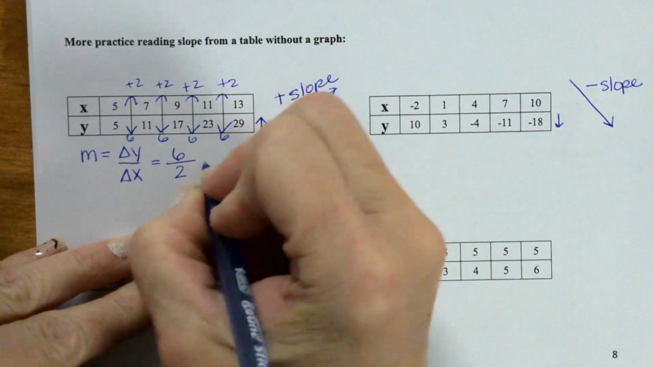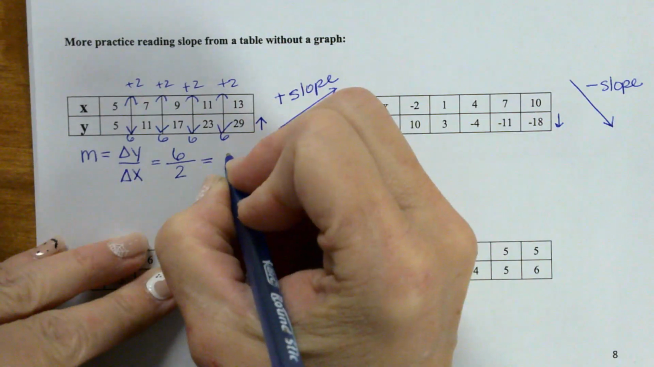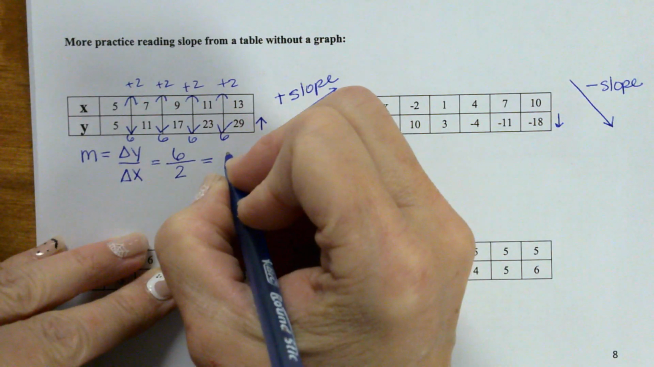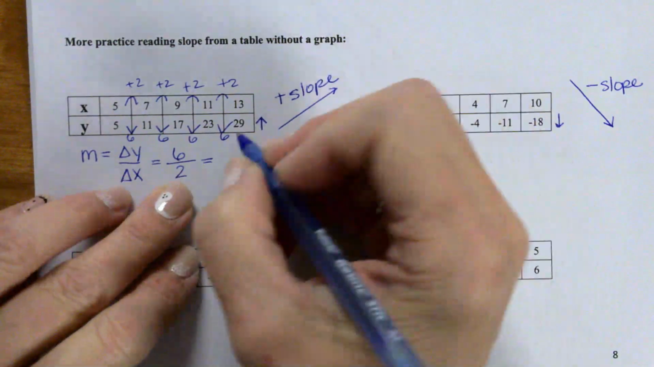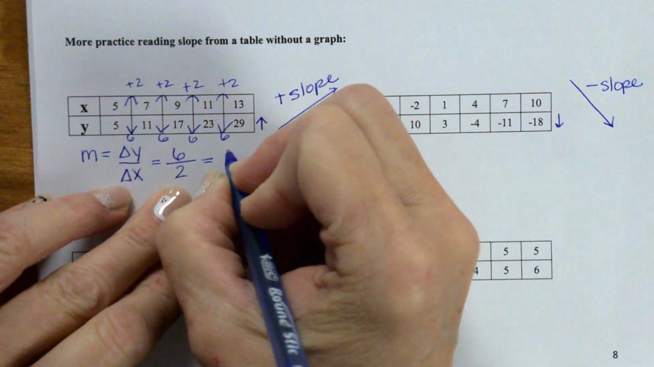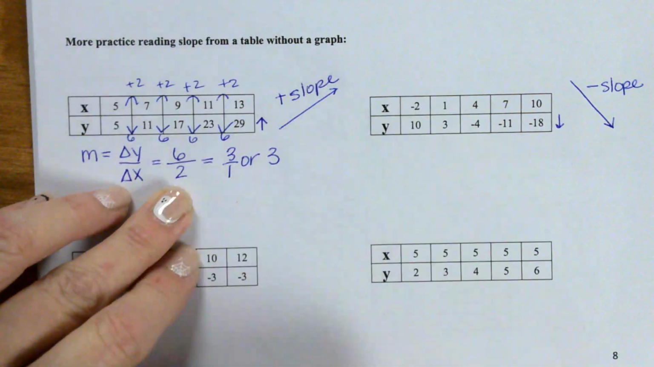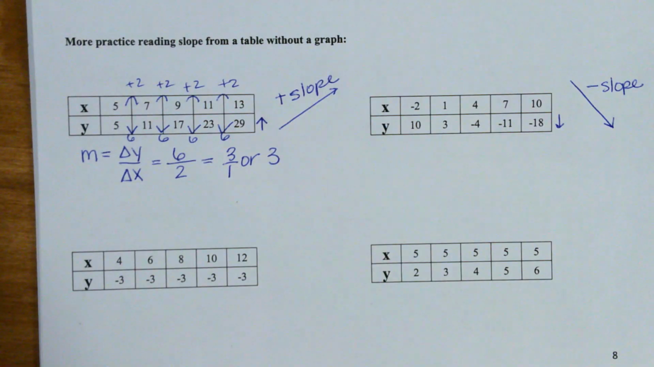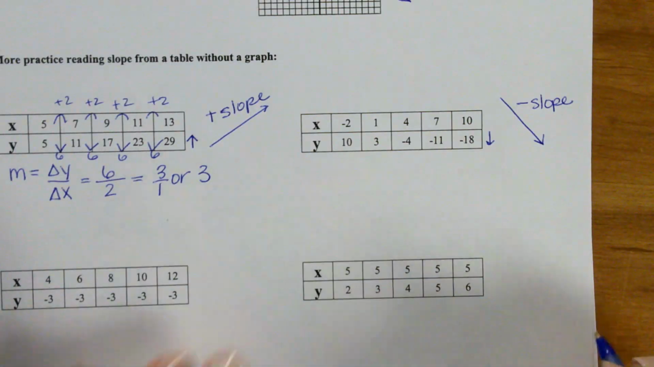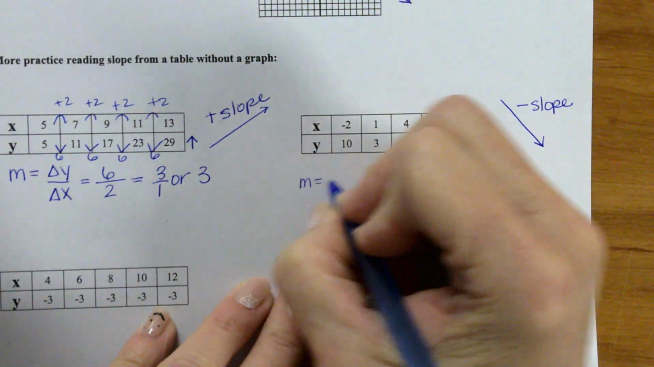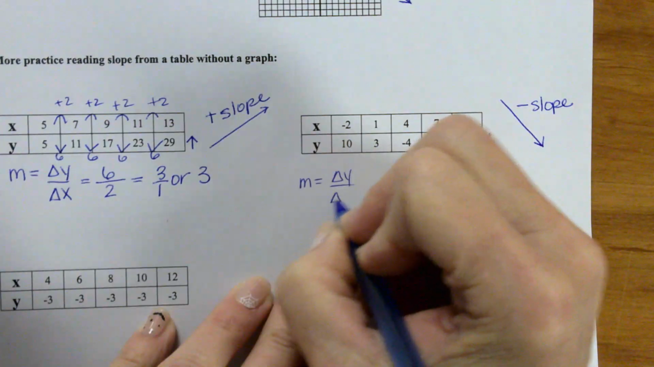So this is a 2. So what's my slope? Okay, it's 3 over 1, or what? 3. There's my slope. Oh, hey, look, it's positive. It's because my y's were increasing. Okay, over here, slope is change in y over change in x.